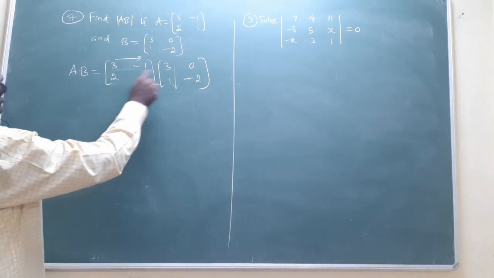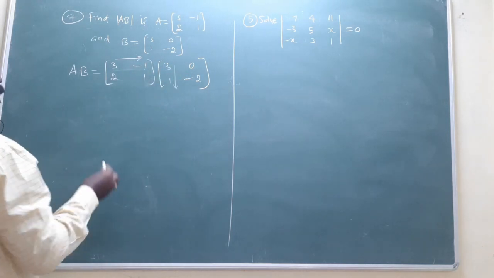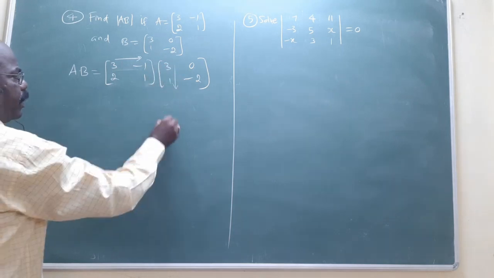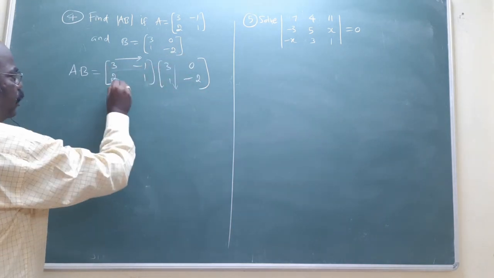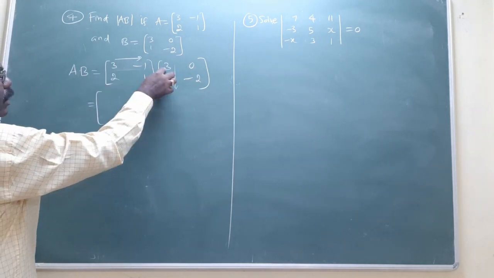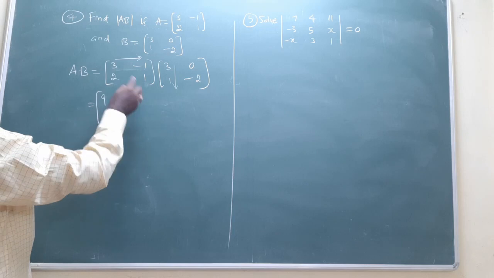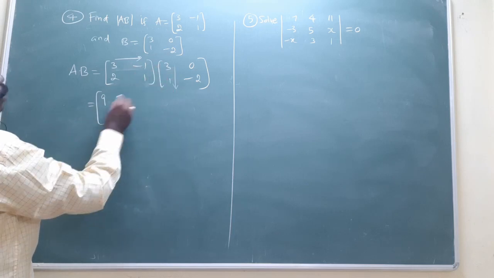This is called the product of two matrices. Already you know the idea. If you want to multiply both the matrices, the rule is there. First row with first column, first row with second column. Second row with first column, second row with second column. Now multiply: 3 3s are 9. Immediately next one is what? Minus 1. Here next one is what? 1. Minus 1 and 1 minus.